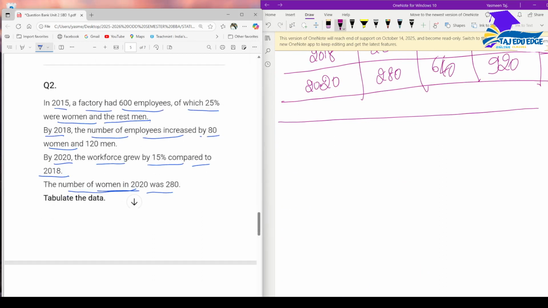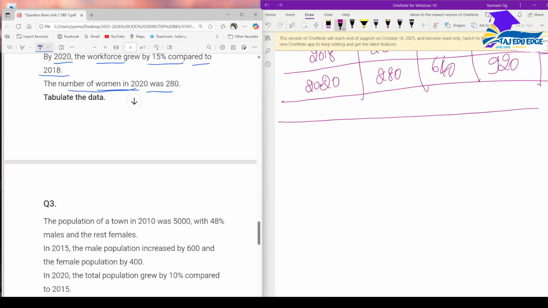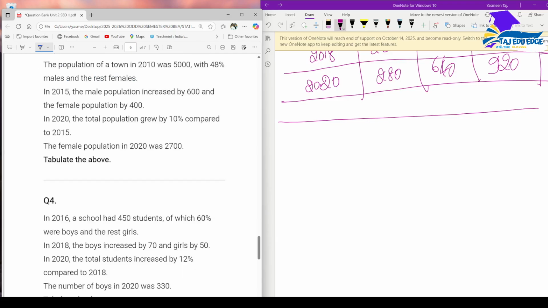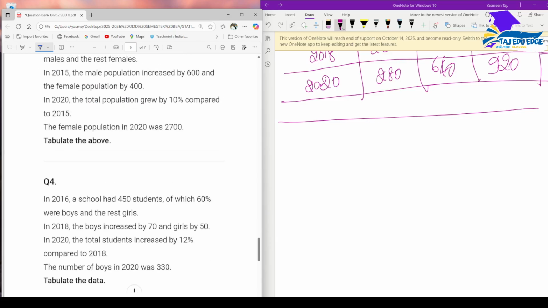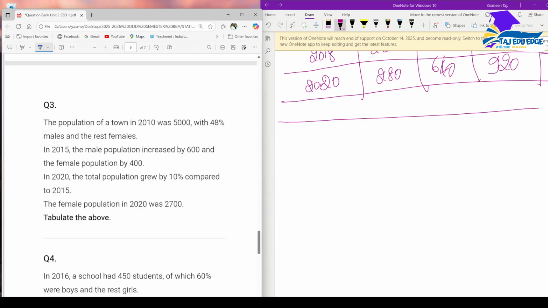Next, question 3. Questions 3, 4, 5, I will explain to you, and you can solve them by yourself. Then you will learn it. If I keep solving it, you just copy it in your notebook instead of learning it. So you should put in effort. Ultimately, you are going to write your examination, not me or any of your teachers.